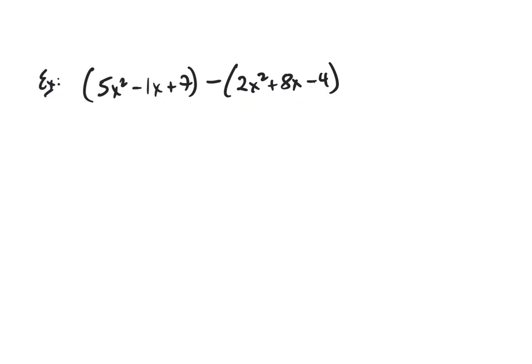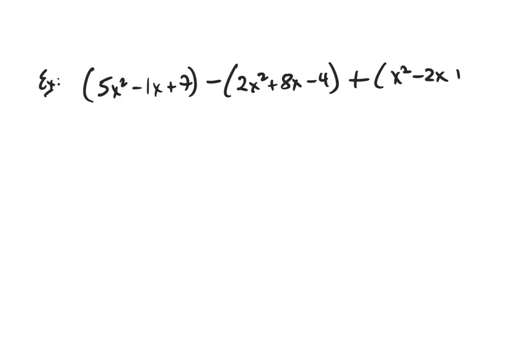So let's go with 3 trinomials. So how about if we went 5x squared minus 1x plus 7 minus 2x squared plus 8x minus 4 plus x squared minus 2x plus 7. Okay?